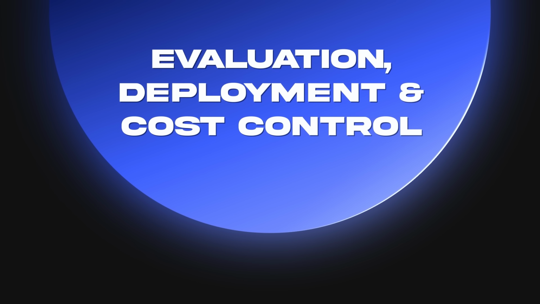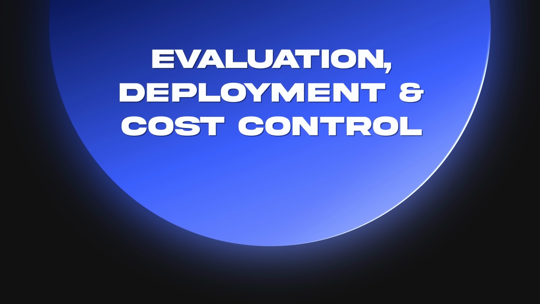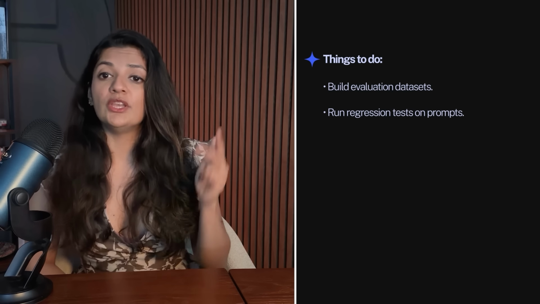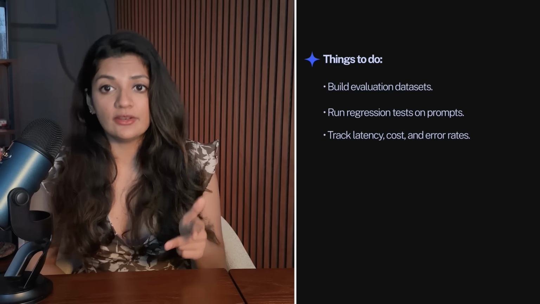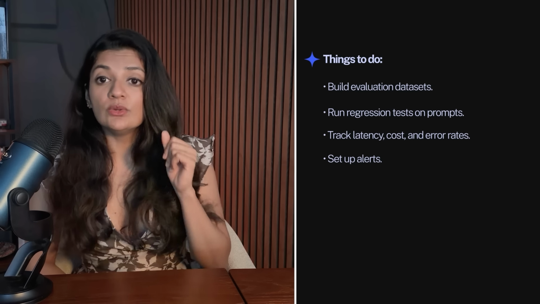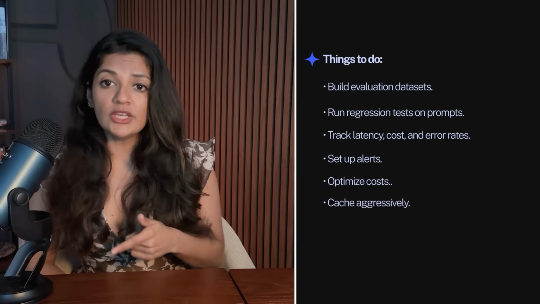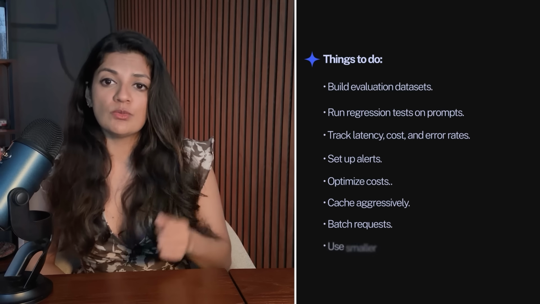And the final thing that you need to learn is evaluation, deployment, and cost control. This is where real engineers stand out. You need to build evaluation datasets, run regression tests on prompts, track latency, cost, and error rates, and set up alerts. You need to optimize for cost, so cache aggressively. Do batch requests and use smaller models whenever possible. If you can save a company 30% on inference costs without hurting quality, you become an extremely valuable AI engineer.